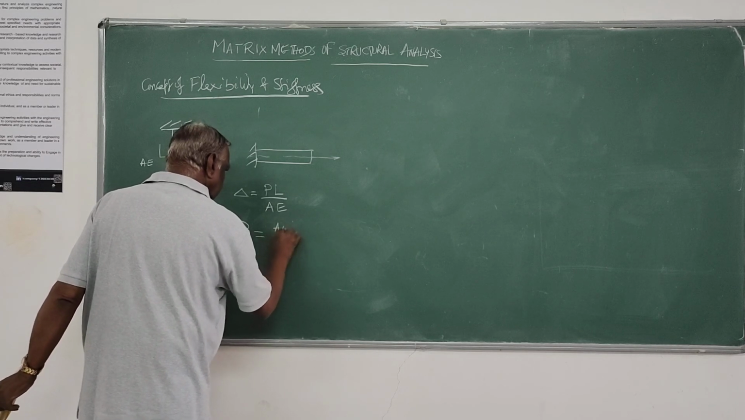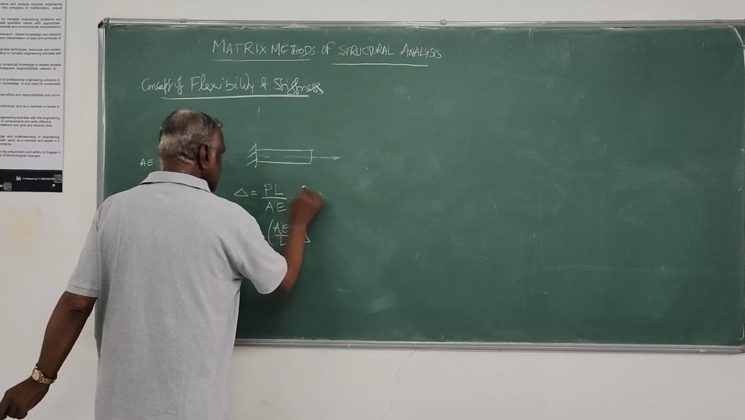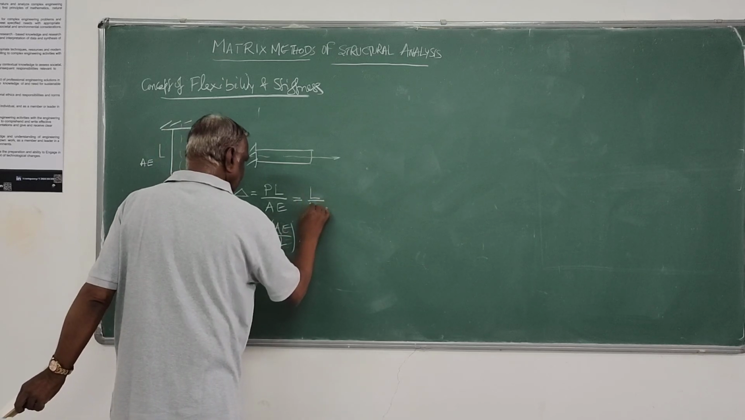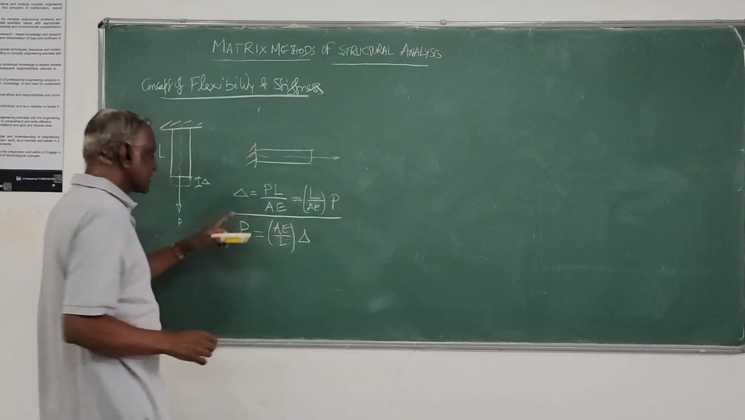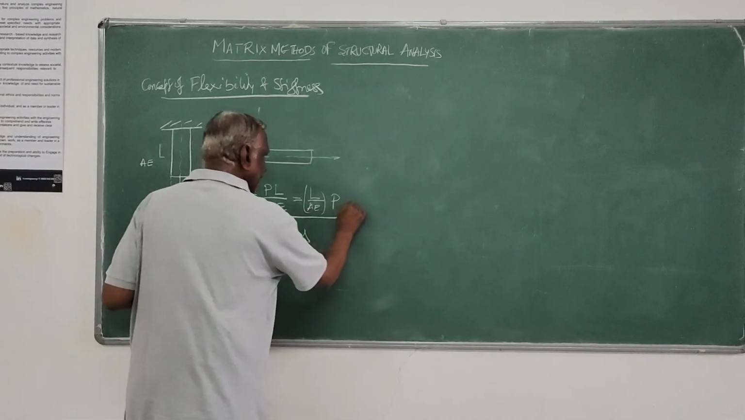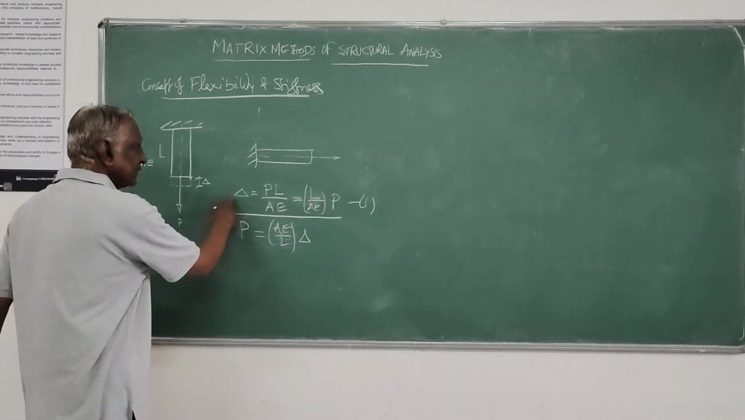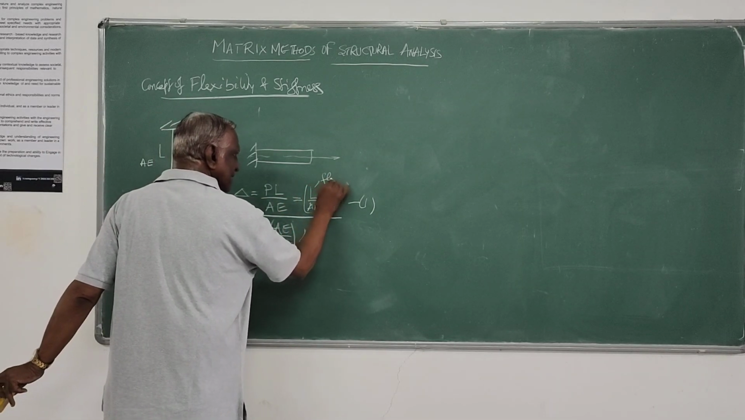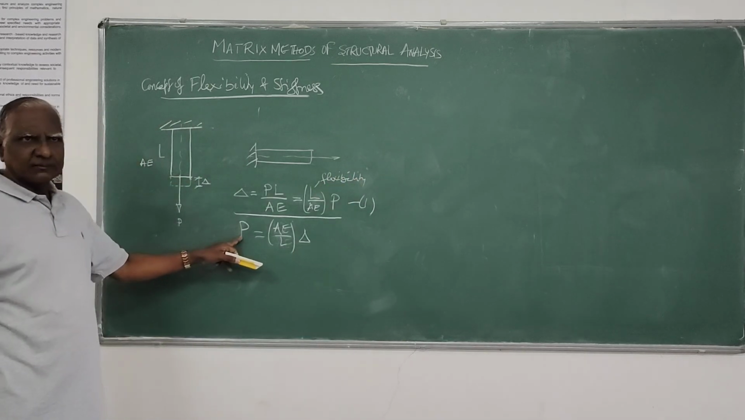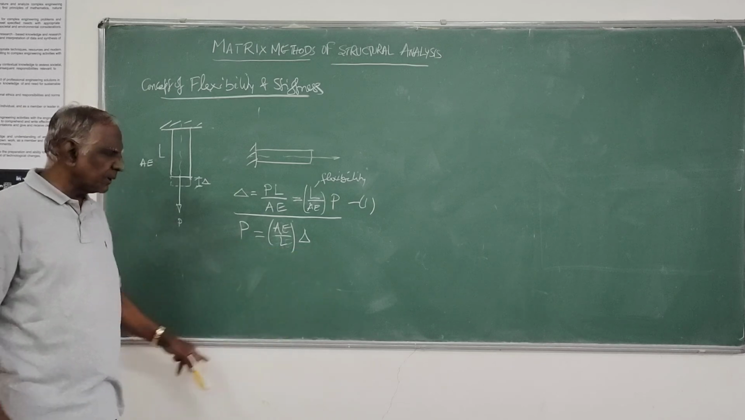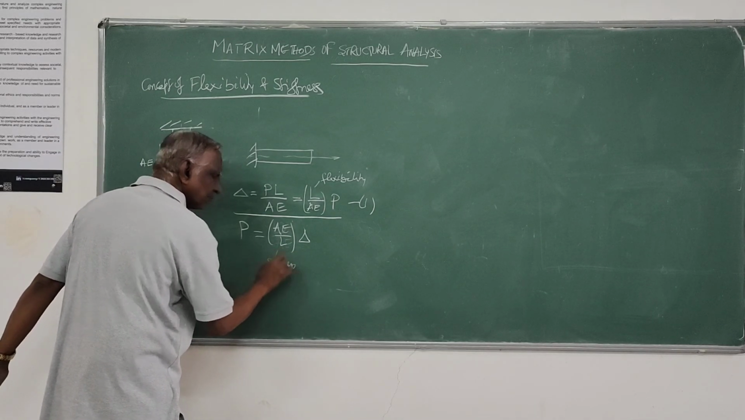P is equal to AE by L into delta. So this I can write as delta equals L by AE into P. So this relationship is relating displacement with the load. Displacement with the load, this we call the flexibility. Here force related to displacement, this we call the stiffness.